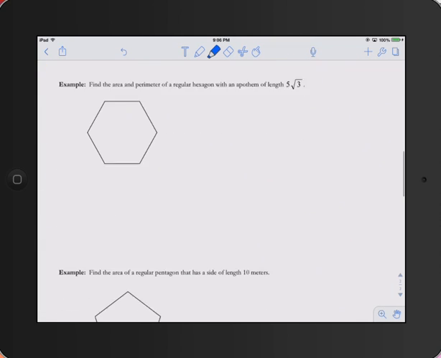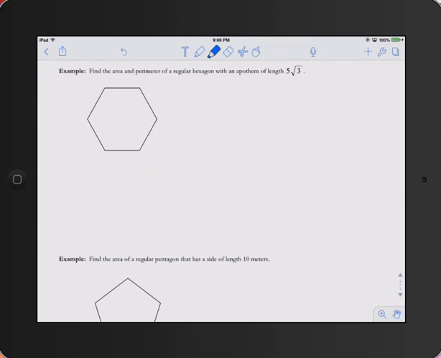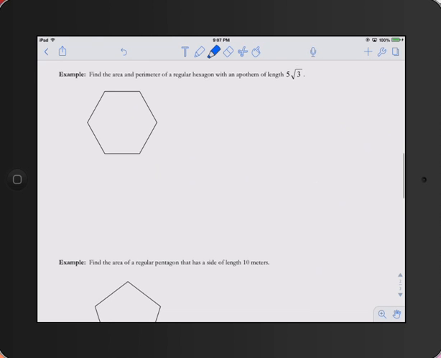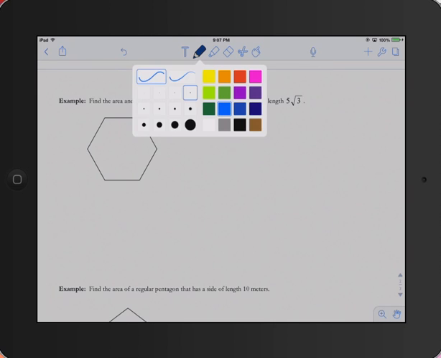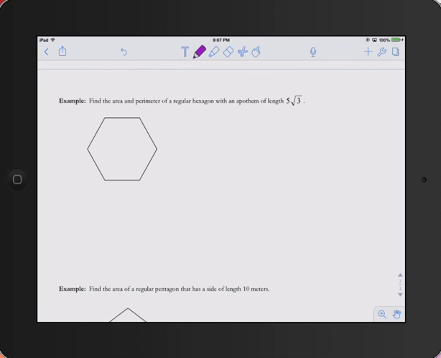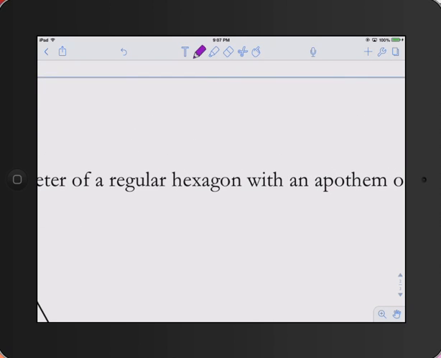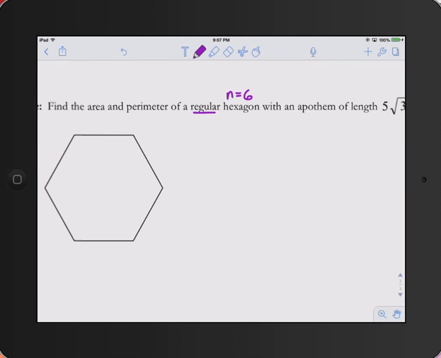Okay, so a couple of examples. Find the area and perimeter of a regular hexagon with an apothem of 5 root 3. Now again, you need to understand what an apothem actually is so that you can work your way through this problem. I've given you a little hexagon there to draw on because sometimes it's easier when you have a nice regular looking figure. So a hexagon has how many sides? First thing you want to note is the number of sides in your regular polygon. We know it's regular, it has 6 sides.